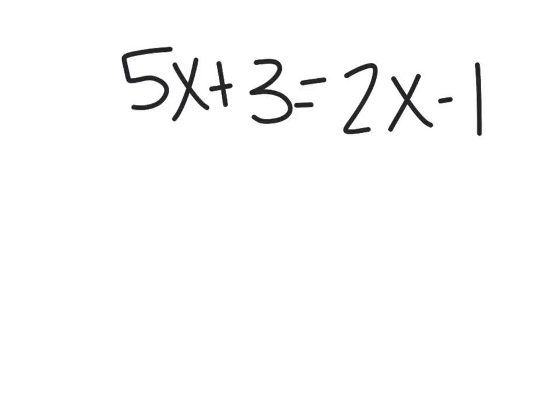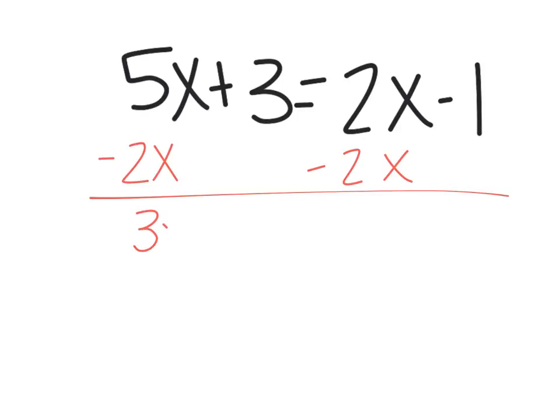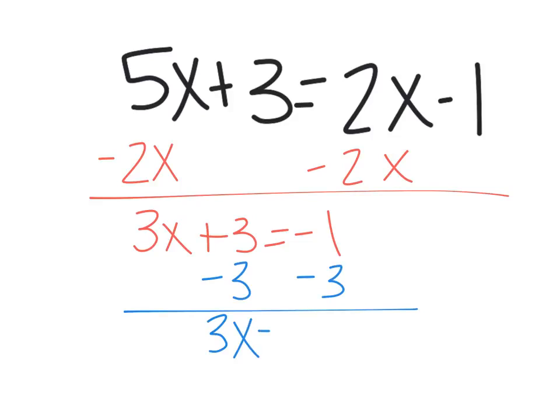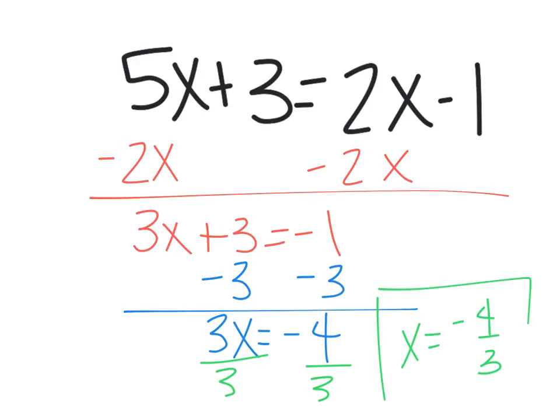So how do I solve this? What do I do algebraically to solve this? Okay, so I'm going to subtract 2x from both sides so that I can get my x's on the same side. So I have 3x plus 3 equals negative 1. Then what am I going to do? Subtract 3 from both sides. And I get 3x equals negative 4. And then divide by 3 and you get x equals negative 4 over 3. So that is one of your two possible answers.